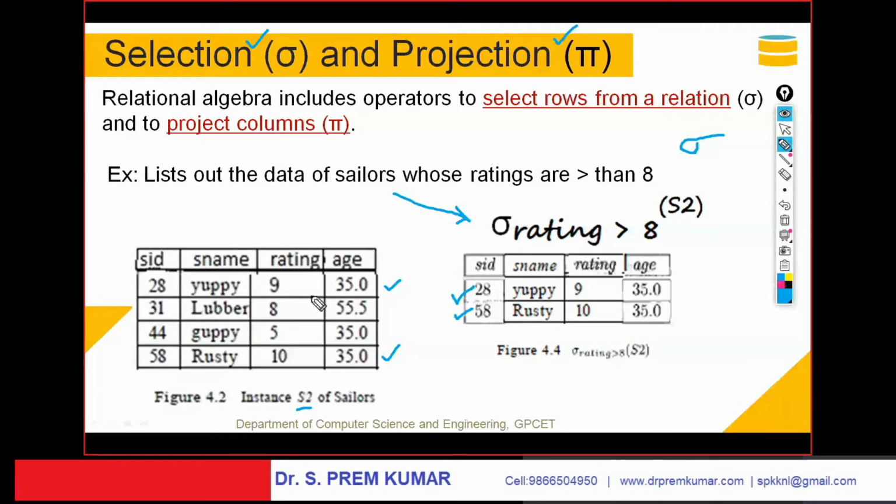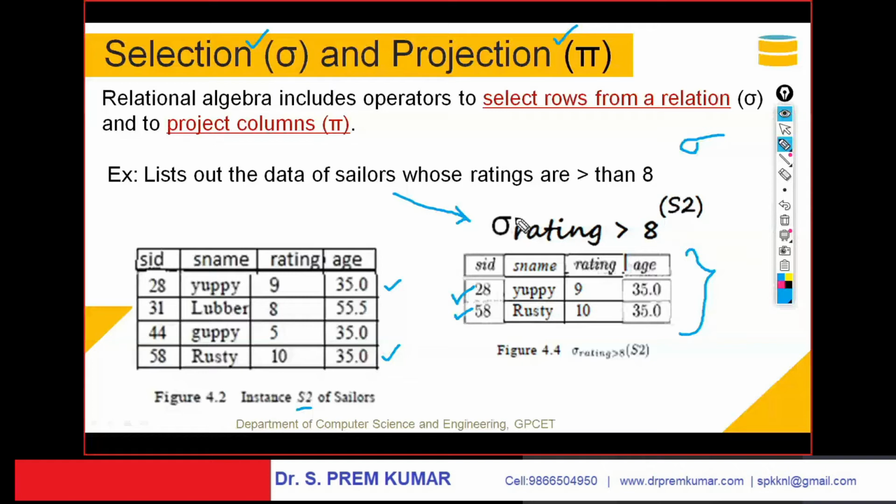So on this relation, if I use this particular query of relational algebra, select rating greater than 8 from S2, you get an output like this. The output is also a relation. Input is a relation, output is also a relation. You got Yuppy, the reason being his rating is greater than 8. You got Rusty, the reason being his rating is greater than 8. And hence you got this relation. This is the output.